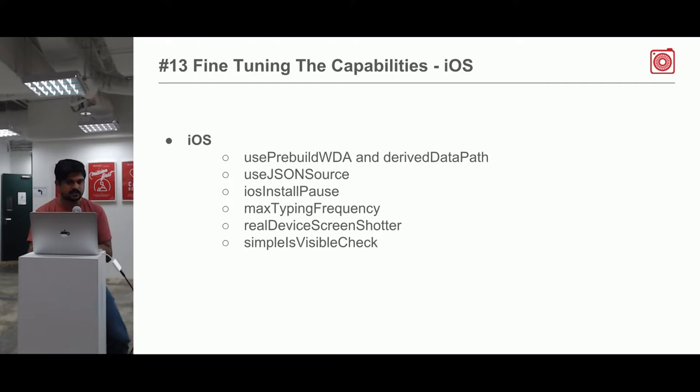Use JSON source. It's like retrieving the JSON instead of XML, especially for large applications. It will take too much time to retrieve the corresponding XML structure of the screen. So if you are using this one, instead of XML, Appium will use JSON, which will be much faster than XML.